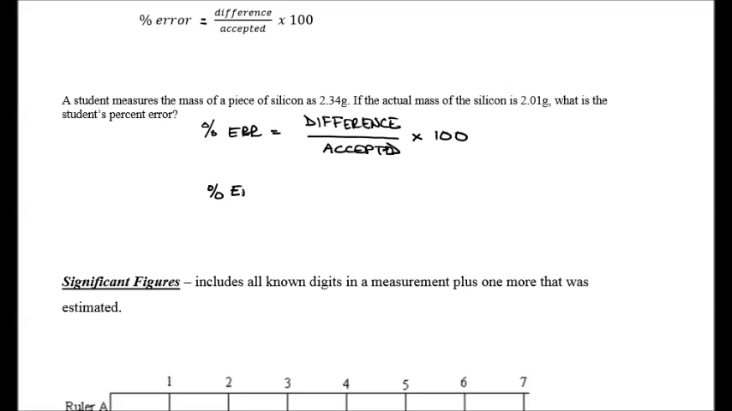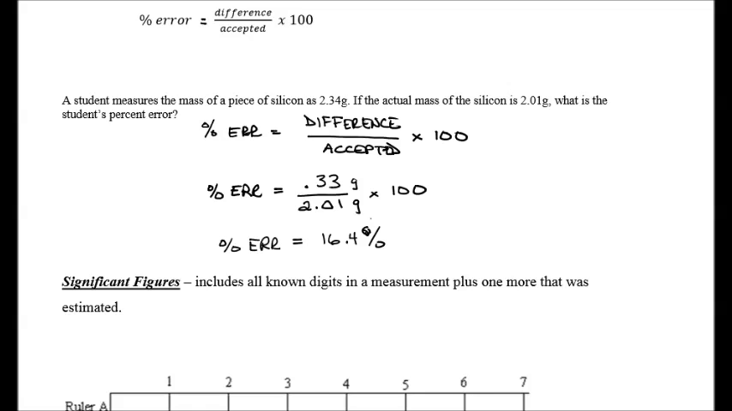So the percent error is equal to the difference between 2.34 and the actual mass of 2.01, which is 0.33, over the accepted value, which is 2.01 grams, times 100. So using your calculator, the percent error is equal to 16.4%.